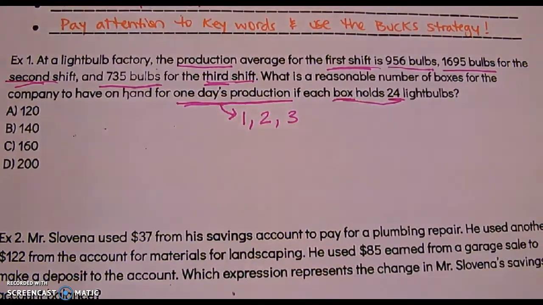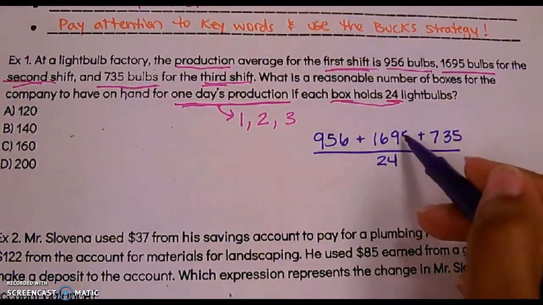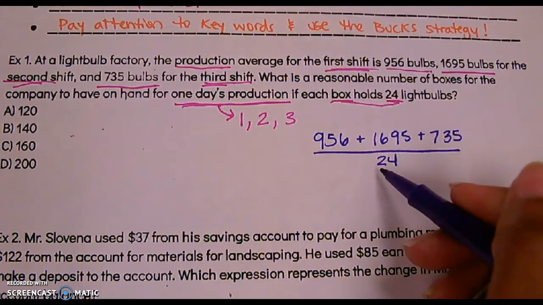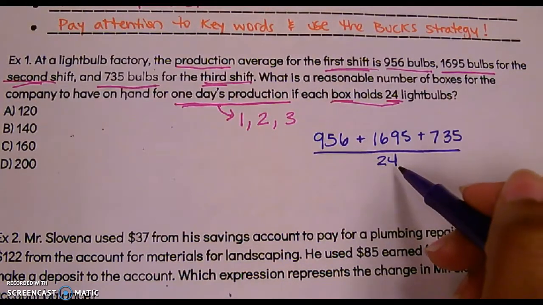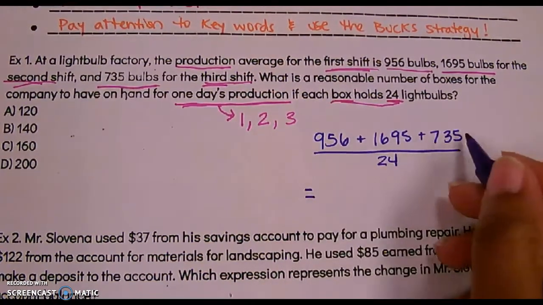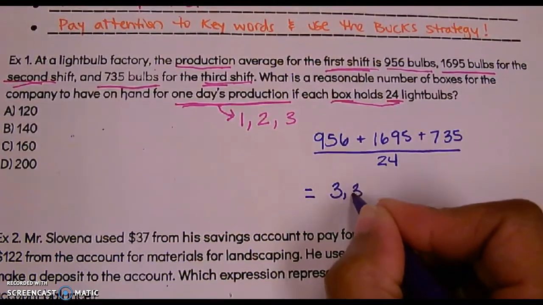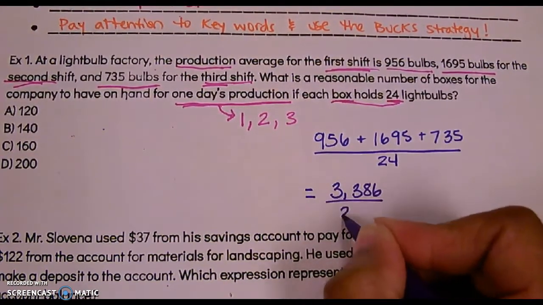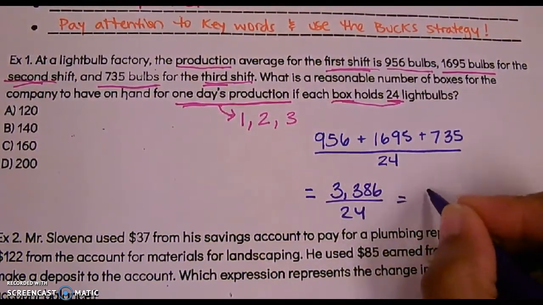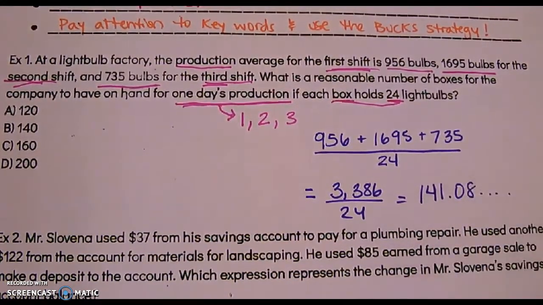So now I'm going to go ahead and set my problem up like this. I have my first shift amount, second shift amount, and third shift amount divided by 24, which is the number that each box holds. The first thing I'm going to do is add up everything at the top, and that's going to give me 3,386 divided by 24. And when I divide that, it's going to give me 141.08, and it's a continuing decimal.